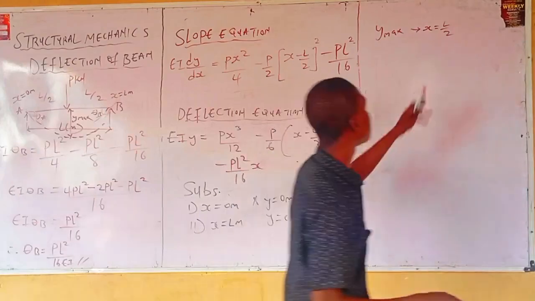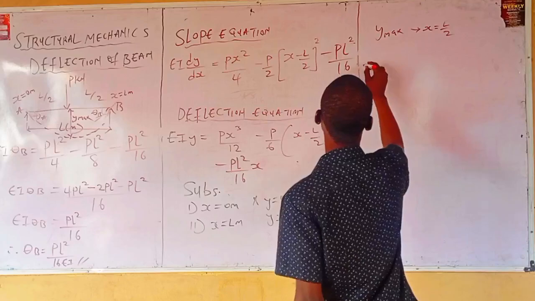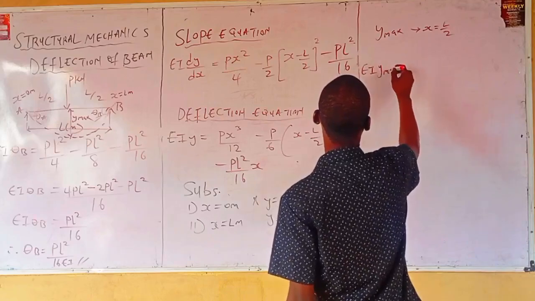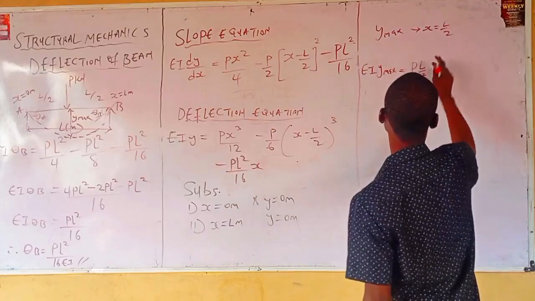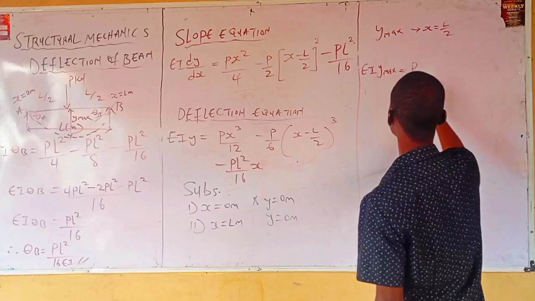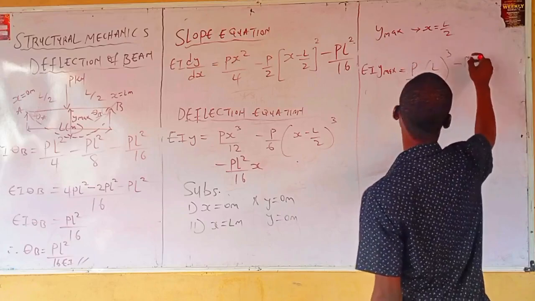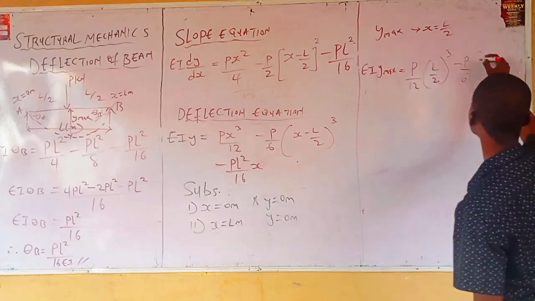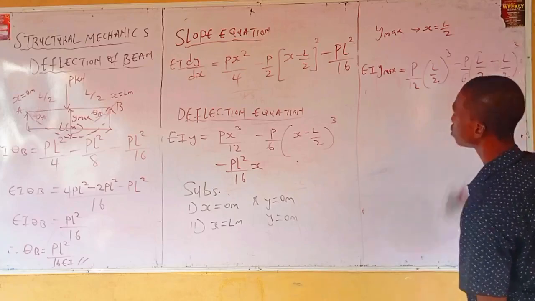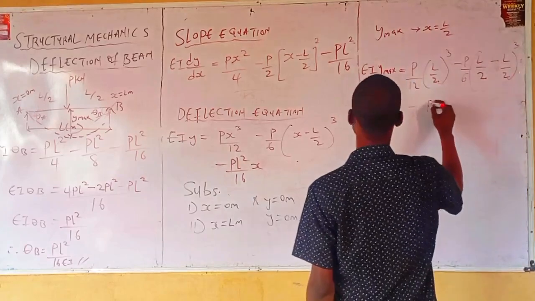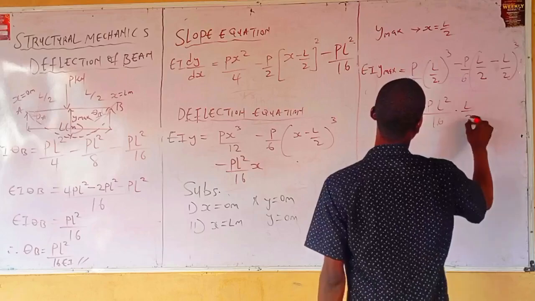Now let's substitute the value of x equals L over 2 into this deflection equation, meaning that EI y max is equal to PL divided by 2, P over 12 all into bracket L divided by 2 cube, negative P over 6 all into bracket L divided by 2 minus L divided by 2 all cube, negative PL square divided by 16 multiplied by L divided by 2.